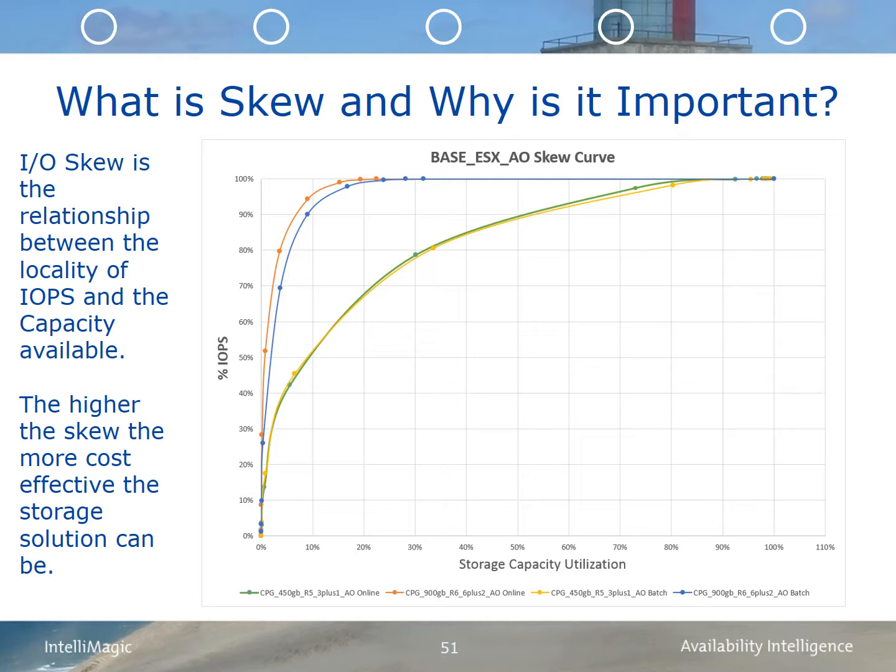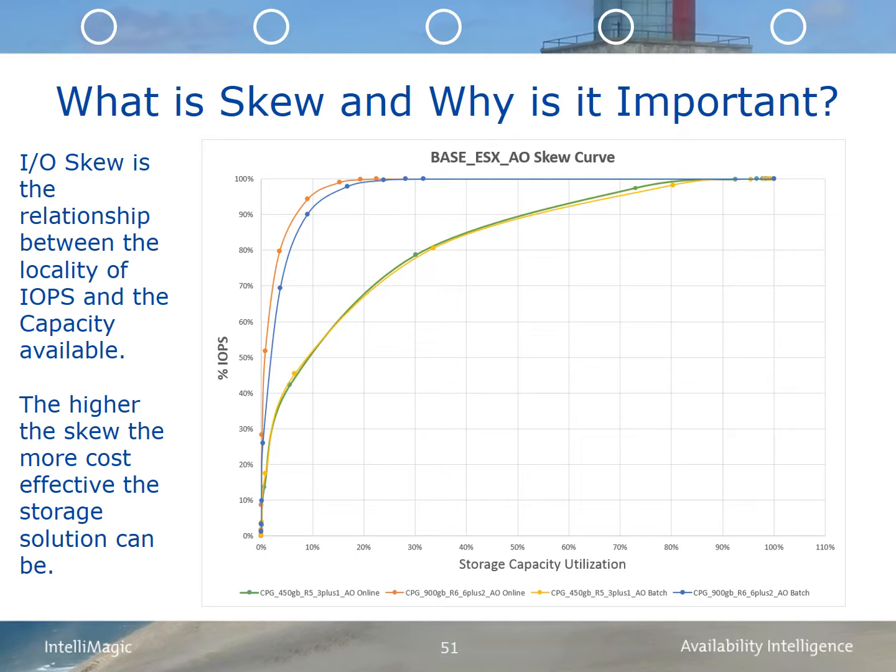So let's look at a couple of the examples in this base_ESX_AO skew curve. So down below in the legend, I have 4 different series. I've got the CPG_450 gig RAID 5 3+1 AO online. So that's my 450 gig drives. That's for the online window. I've got CPG 900 gig RAID 6 for online, and then I've got a CPG 450 RAID 5 AO batch, and then a CPG 900 gig RAID 6 AO batch.